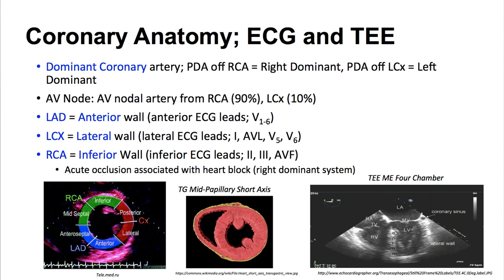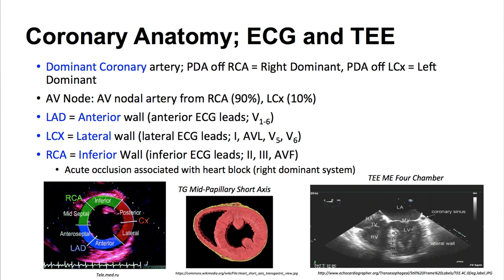Dominant coronary artery, by definition, is the coronary artery that the PDA comes off of, posterior descending coronary artery. If it comes off the right coronary, it's called the right dominant system. If it comes off the left coronary, it's called the left dominant system.